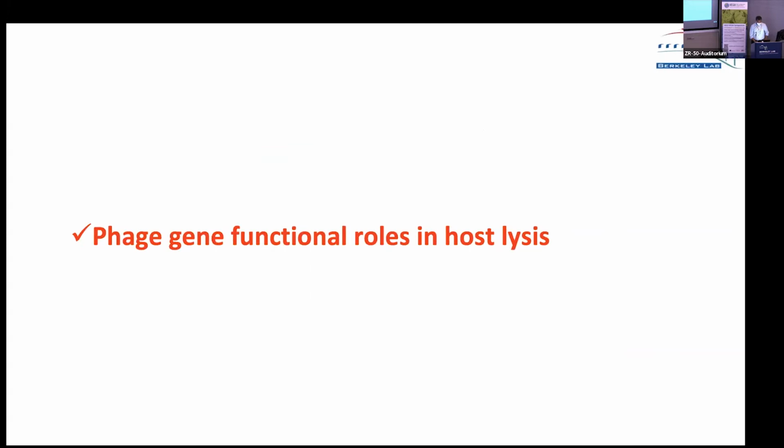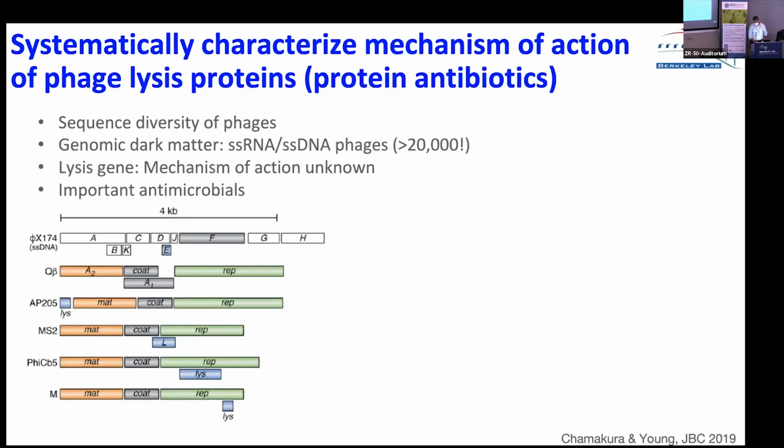The second quick snippet is on phage functional roles. The diversity of phages is so huge that we can't really comprehend how much information is there. One example is single-strand RNA and DNA phages. I'm completely lost on the numbers now, but I think more than 20,000 different single-strand RNA phages have been assembled. We don't even know who they infect. We don't even know what they do.